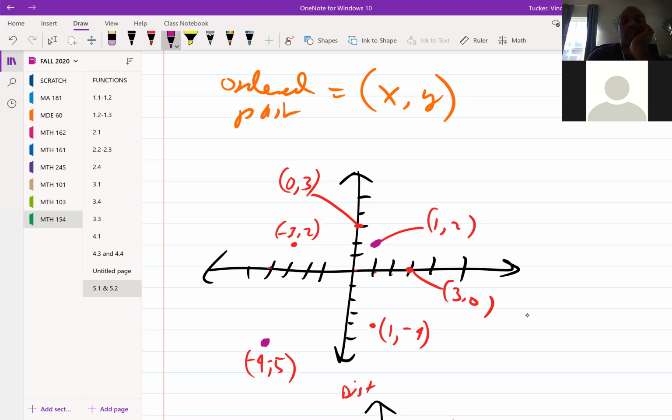If I want to plot (-3, 2), start at your origin, go to the left 3, up 2. To plot (1, -4), go back to your origin, go to the right 1 because it's positive 1, down 4, negative 4.